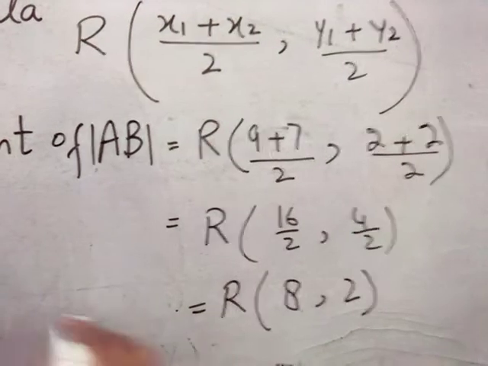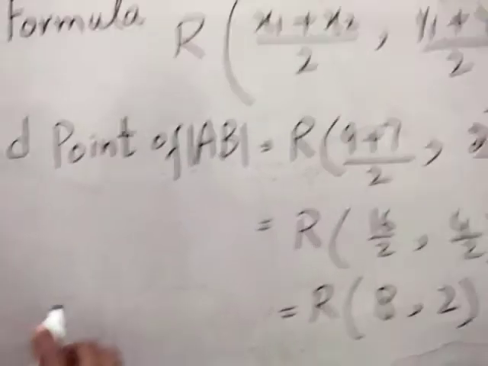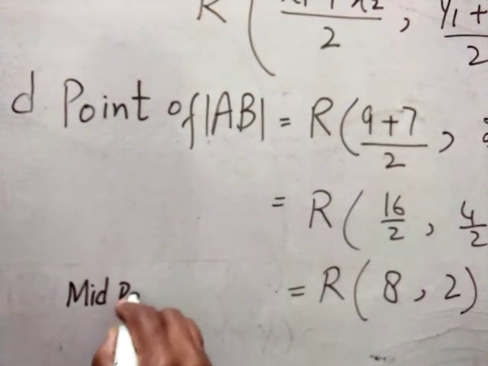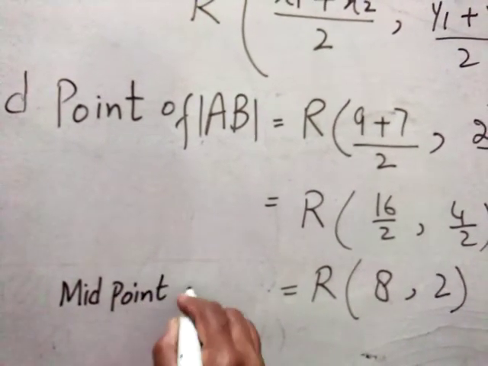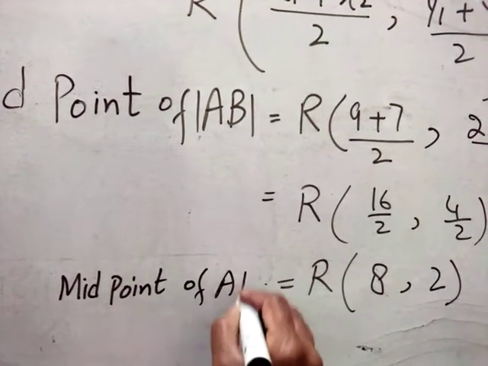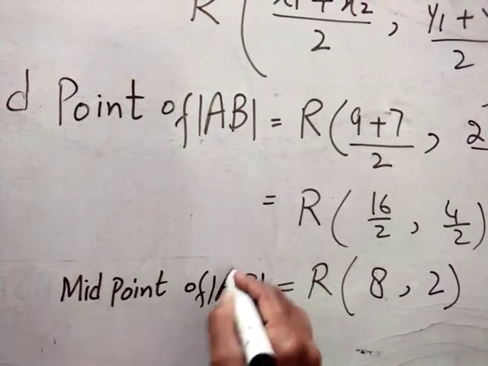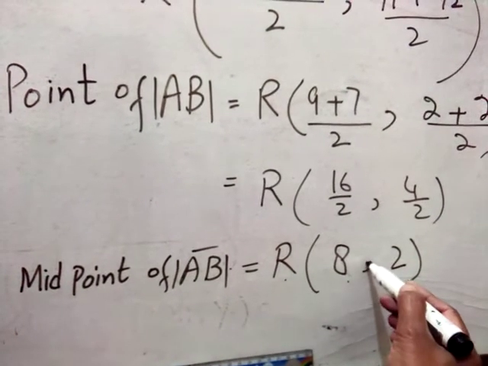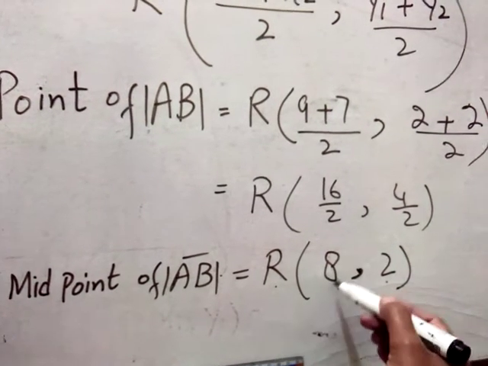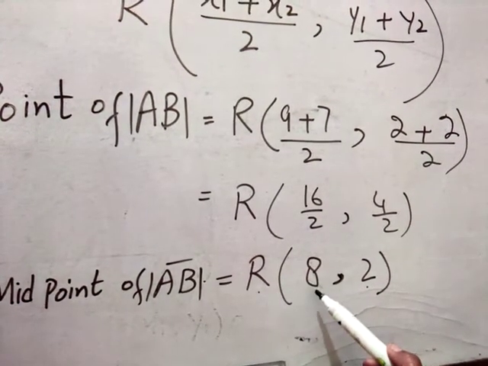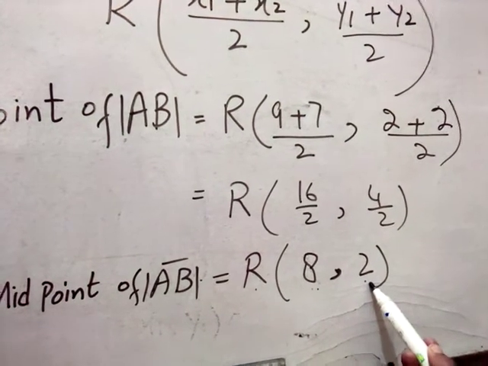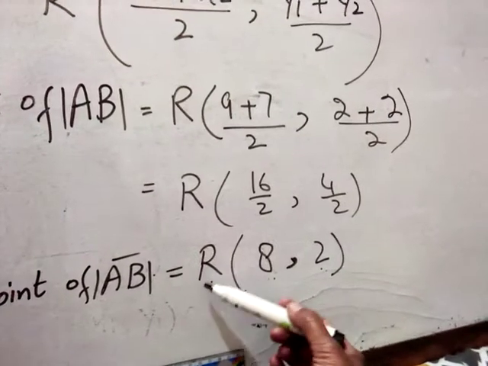So midpoint of AB line segment equals R, which is (8, 2). It is the x coordinate of the midpoint and this is the y coordinate of midpoint R.